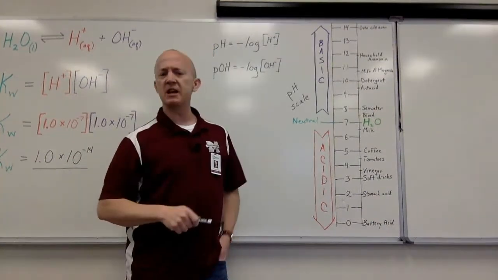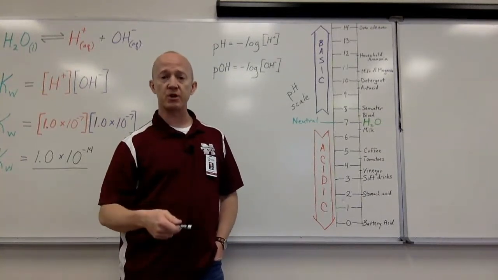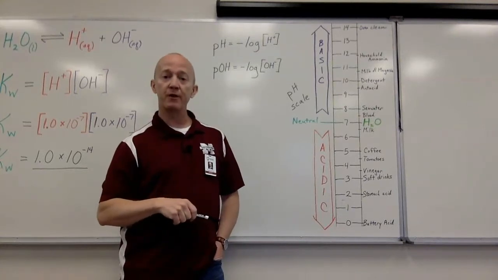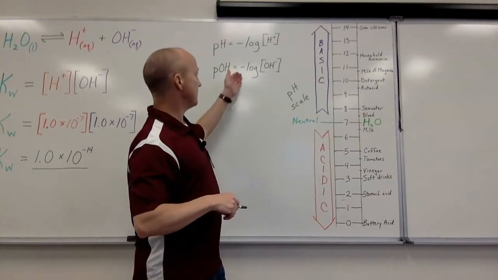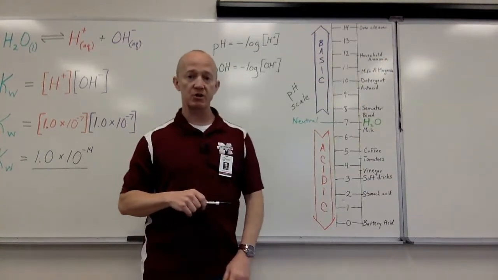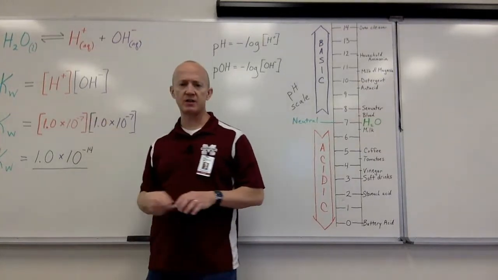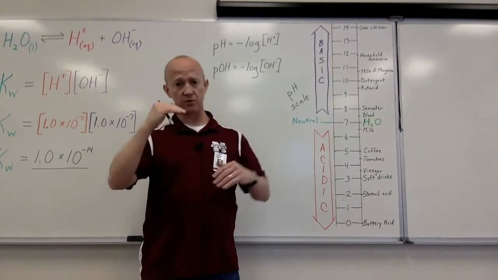Now, sometimes it's easier for us to talk about things in terms of OH concentration, hydroxide ion concentration. Well, guess what? We can figure out pOH in the same way we find pH. We take the negative log of the OH concentration. Remember how I said that hydrogen ion concentration and hydroxide ion concentration were inversely related. When one goes up, the other goes down, and so forth.